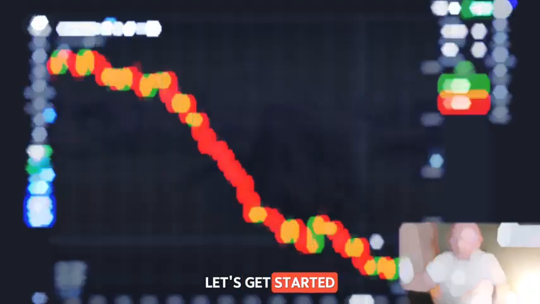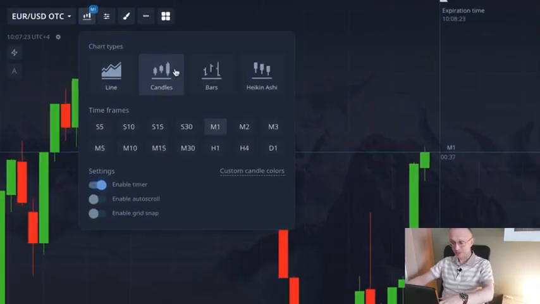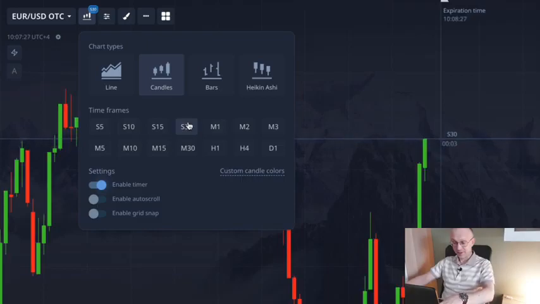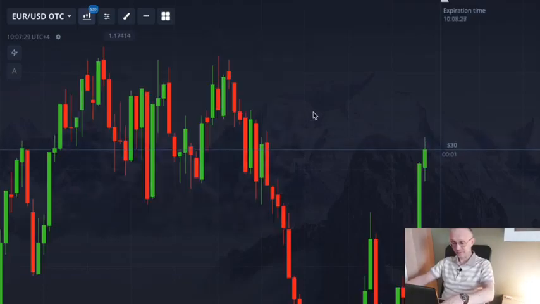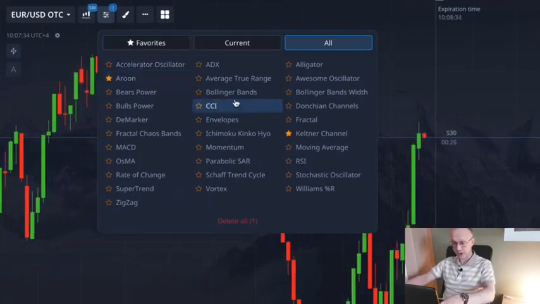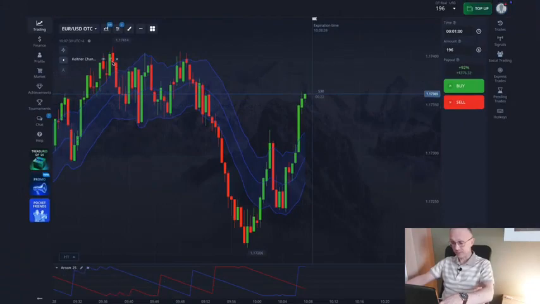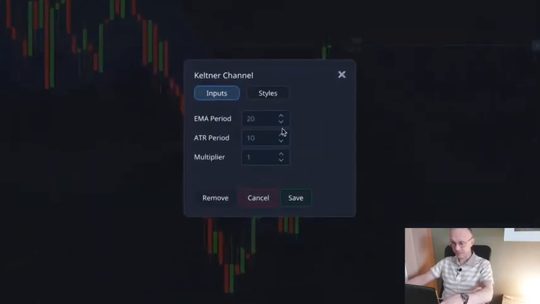Let's get started. First, let's prepare the tools we need for work. I'm setting the candles to classic with a time frame of 30 seconds. Let's go to the Indicators tab and select the Aroon and the Keltner channel. Let's configure the Keltner channel first. Set the multiplier to 2. Let's set the ATR period to 100.